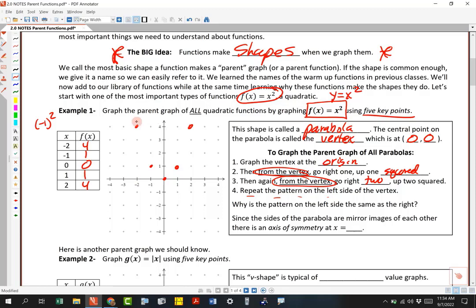This is the shape. So to draw this, it's pretty steep. It kind of flattens off. And it's not a V shape in the middle. It kind of rounds off like this. So that's the parent graph of a parabola.